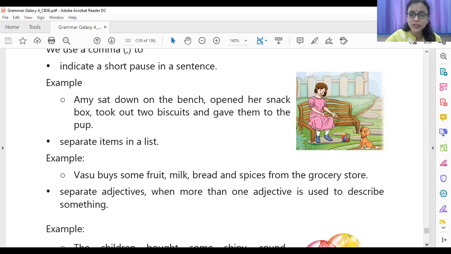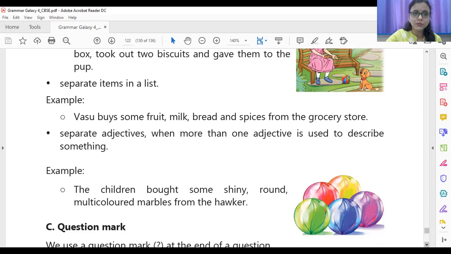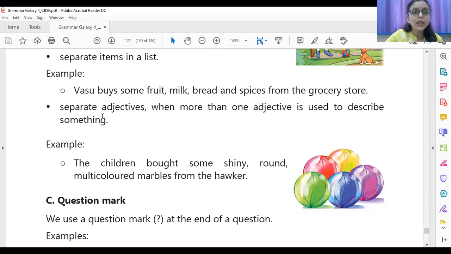Okay. Now, the next use of comma. Comma is also used to separate adjectives. When more than one adjectives are used in a sentence to describe something, then we use comma. For example, look at these marbles. You can see the picture, right? Look at the sentence now. The children bought some shiny, round, multicolored marbles from the hawker. See, the marbles are described in so many ways. Shiny, round, multicolored. So all these adjectives are separated through a comma.